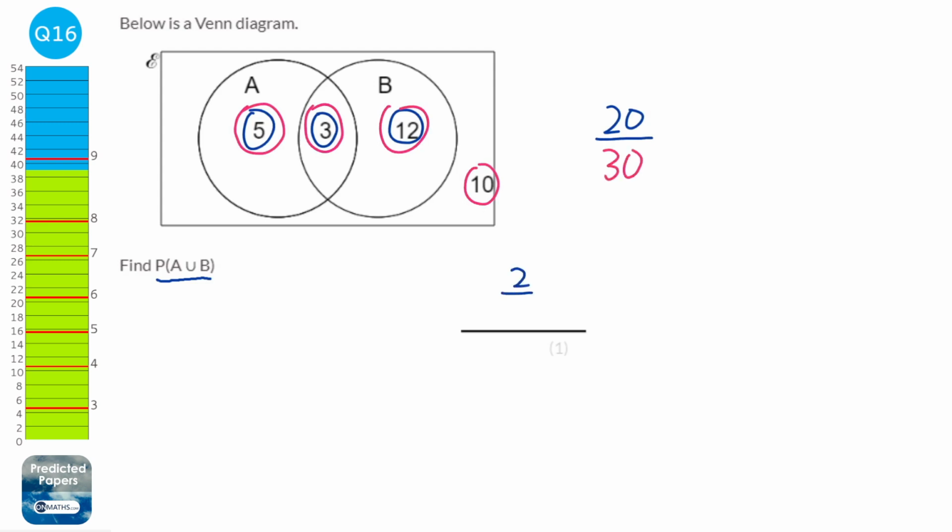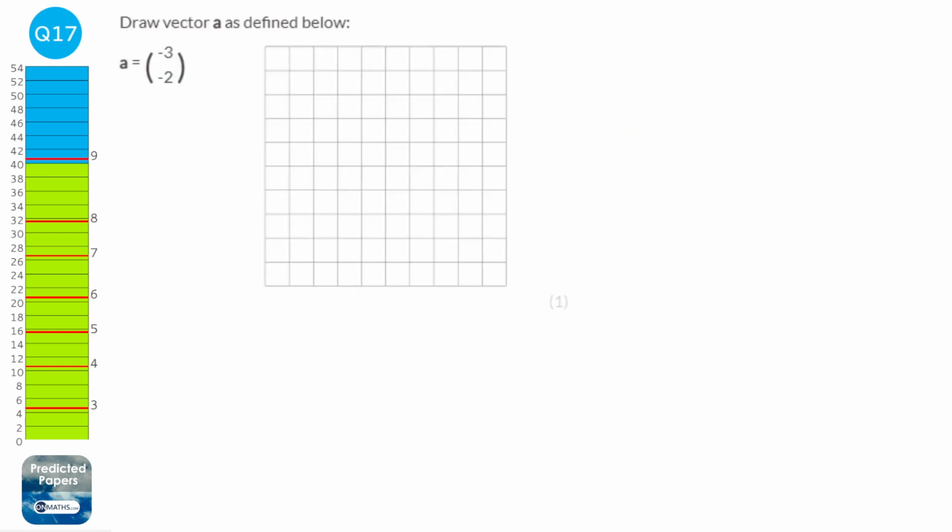20/30 is the same as 2/3. So vectors are shown with how far right at the top and how far up at the bottom. So we've got -3 right, which is actually going to be 3 left, and -2 up, which is actually going to be 2 down.